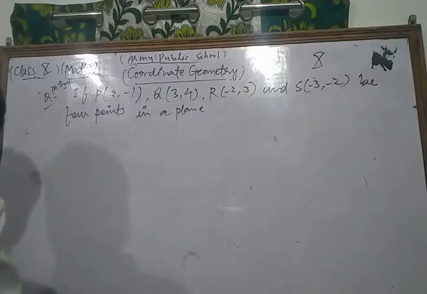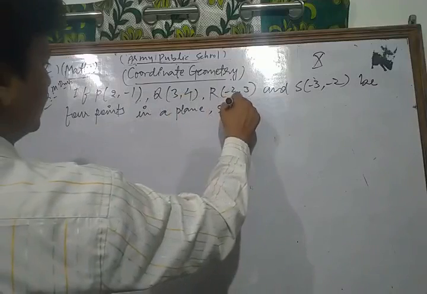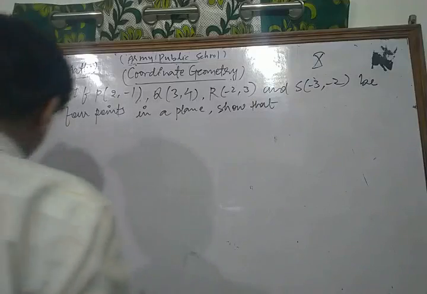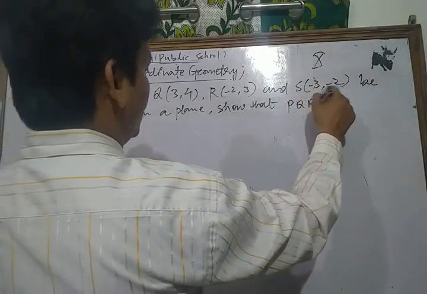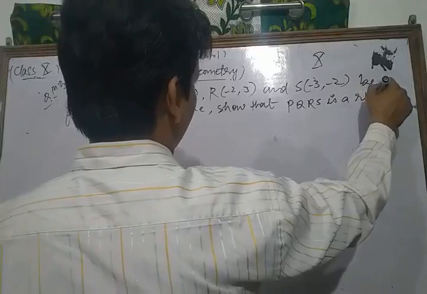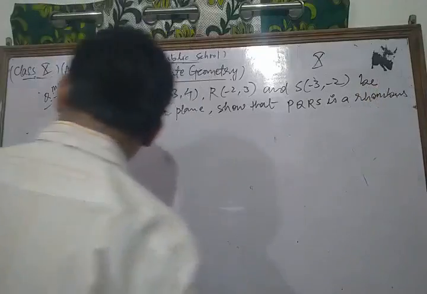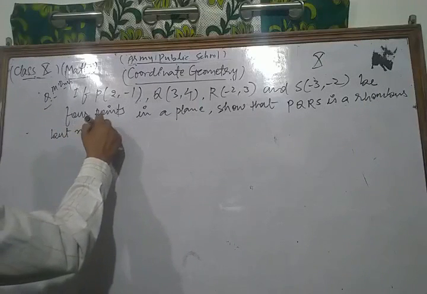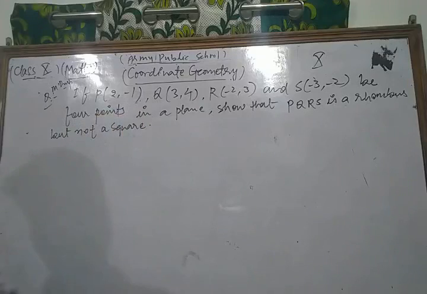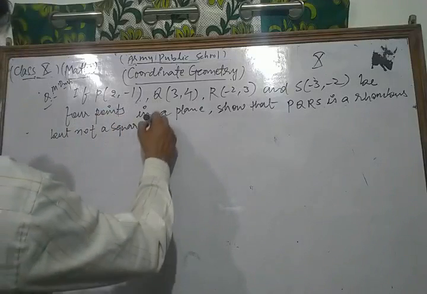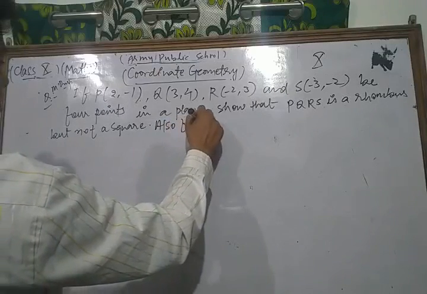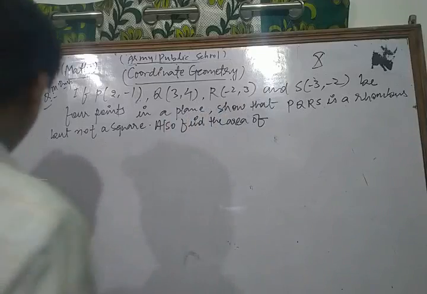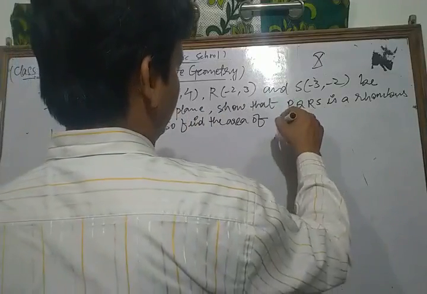In a plane, show that PQRS is a rhombus, but not a square. Also find the area of the rhombus.